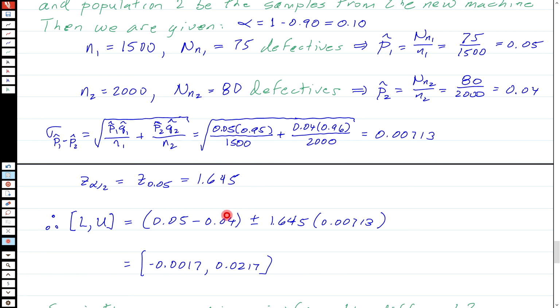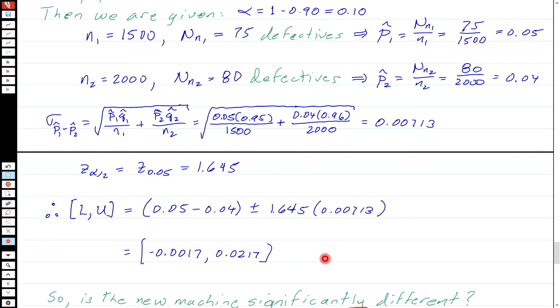And now we're all set that we can plug in the numbers. P hat 1 minus P hat 2 is 0.05 minus 0.04, plus or minus z alpha by 2, which is 1.645, times the standard deviation of P hat 1 minus P hat 2, which we determined to be 0.00713. Then we get minus 0.0017 to plus 0.0217. And so we can say we're 90% confident that the true difference between these proportions lies somewhere inside this range.